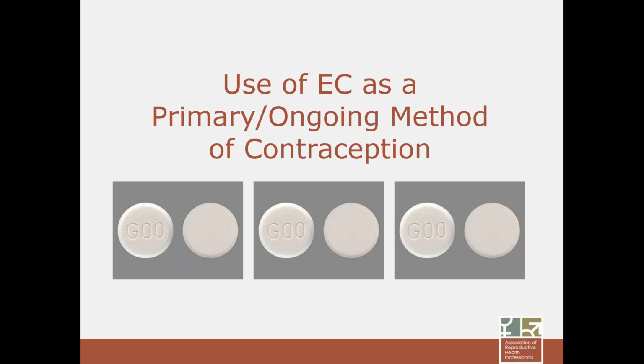All right, so I'm going to talk to you about ongoing use of EC as a primary or ongoing method, because some patients may want to ask you about this. So these may be women who have sex pretty infrequently or those who have difficulty accessing or using other methods. Some patients may be using this as a default method because they find it easy to use, and some just may not realize it's not as effective as an ongoing contraceptive method. So we'll talk about what's known with repeat use of EC so that you can counsel your patients on the best option for them.